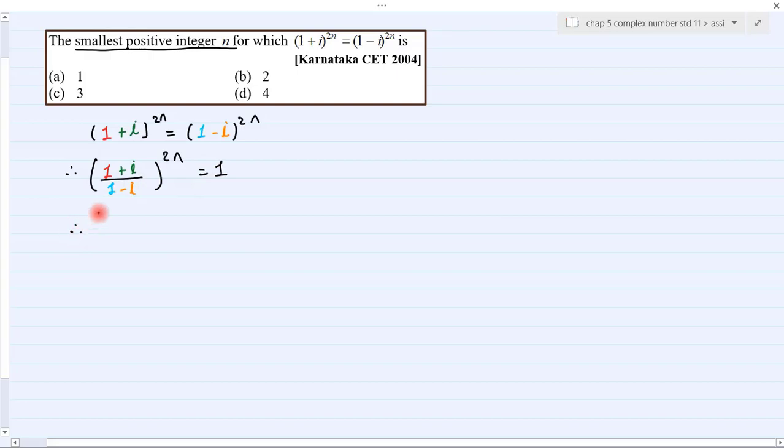Now, as we know, 1 plus i upon 1 minus i can be simplified as i. So, here we'll get i raised to 2n is equal to 1, which can be rewritten as i raised to 4. So, by comparing the power of i, we can say your 2n must be equal to 4. So, we will get n is equal to 2, which is given in option B.